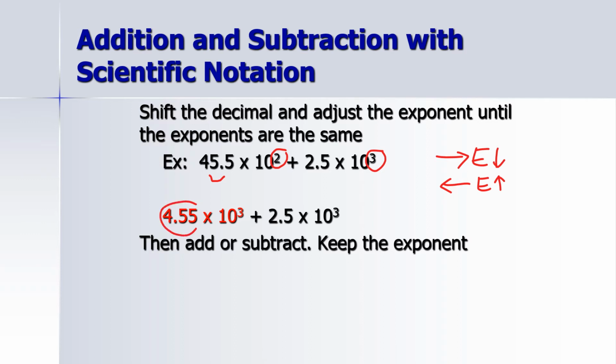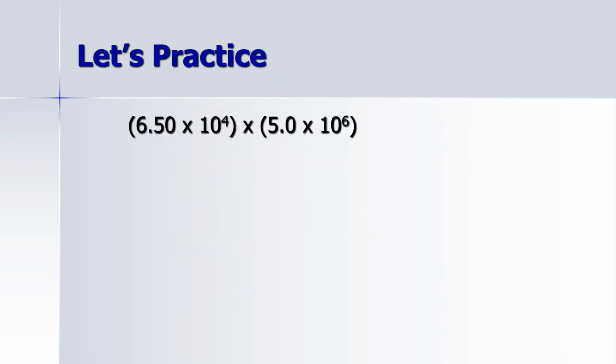And then we will keep our exponent because it is the same for both of them. So that would be 7.05 times 10 to the power of 3. So let's look at some examples.